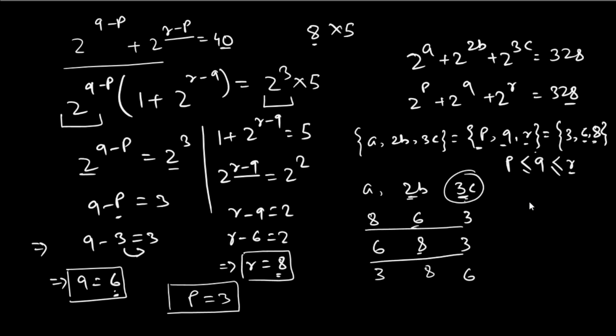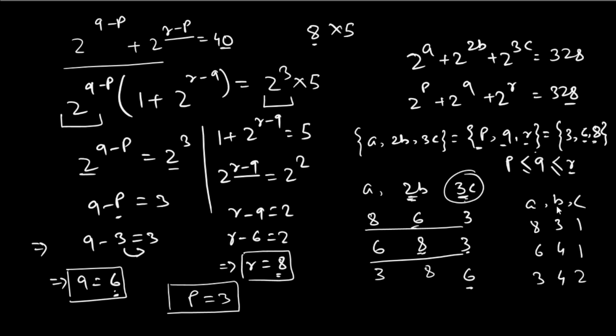Now we'll calculate the value of a, b and c. Here a is 8, for 2b it is 6, so the value of b will be 3, and here 3c is 3, so the value of c will be 1. And next a is 6, and 2b is 8, so b will be 4, 3c is 3, so c will be 1. And now here a is 3, 2b is 8, so b will be 4, and 3c is 6, so c will be 2.